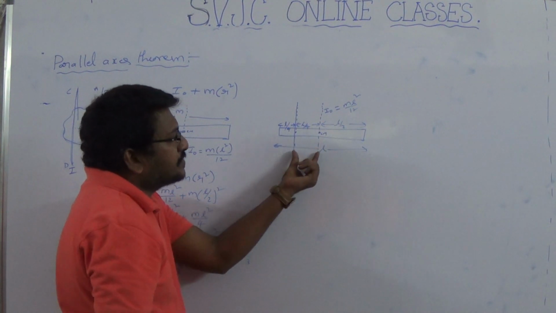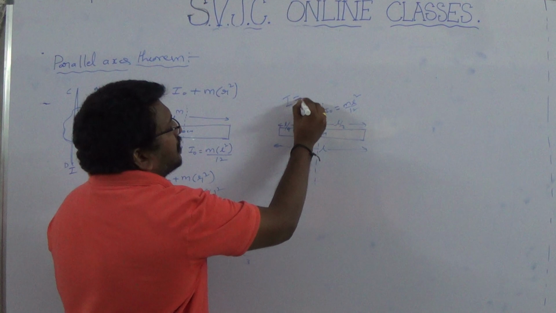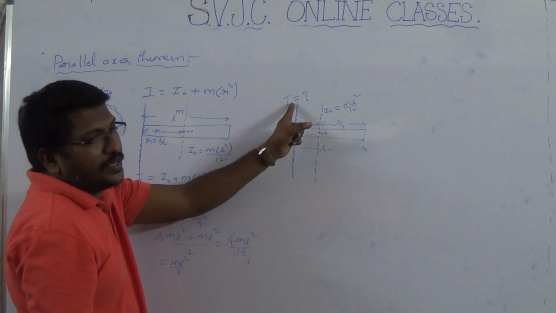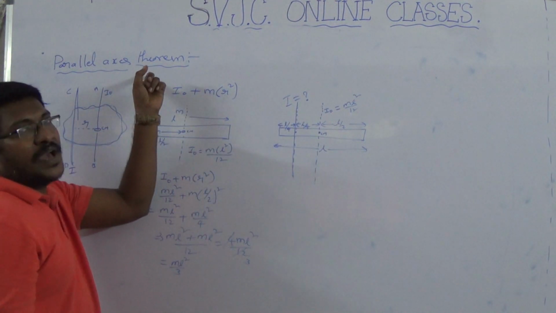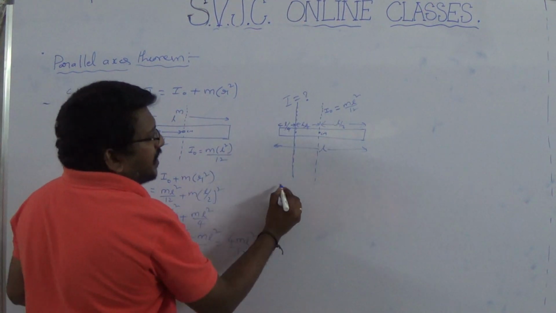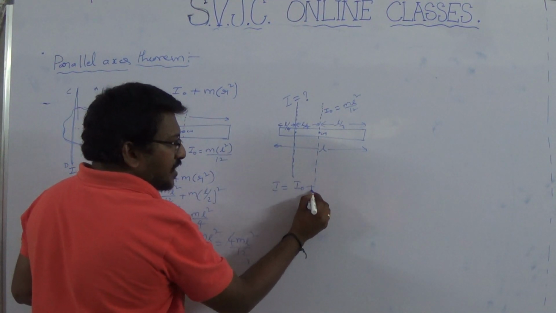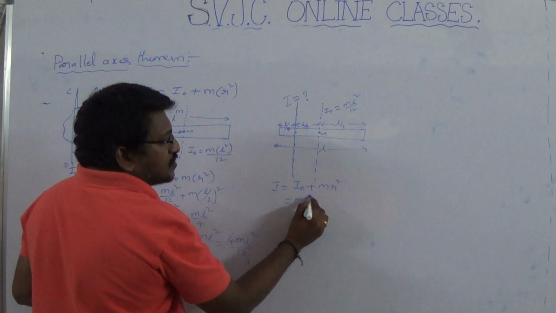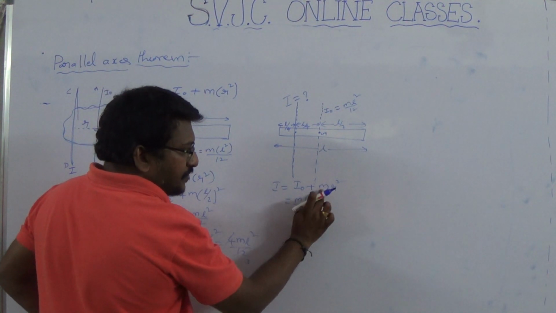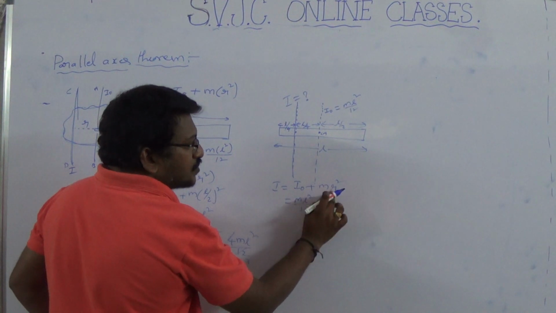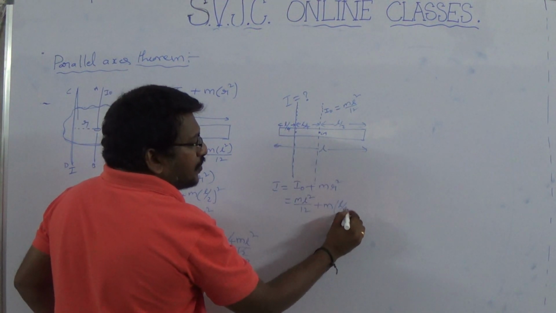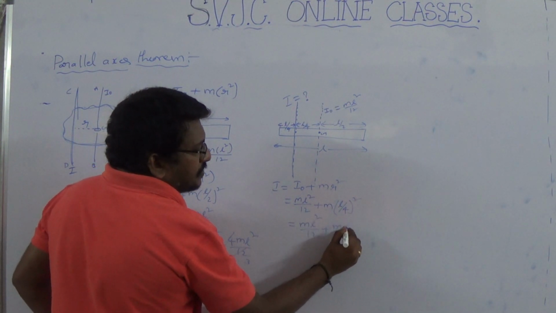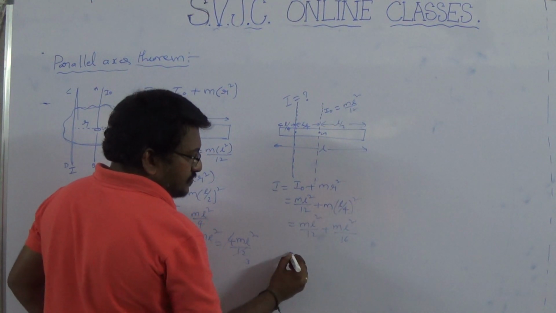That means the parallel distance between the two axes. I am going to calculate the moment of inertia of this rod with respect to this axis; we know this value. These two are parallel, that's why we use the parallel axis theorem. As per the parallel axis theorem, you can write I equal to I naught plus m r square. That equals I naught, m l square by 12, plus m into r square. r means here l by 4, l by 4 whole square. That equals m l square by 12 plus m l square by 16.